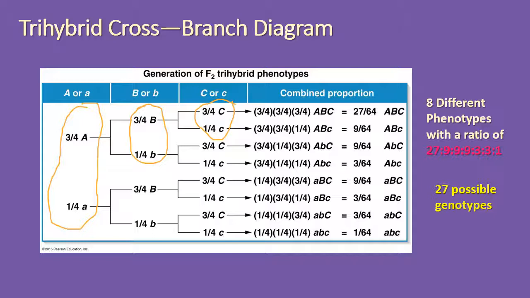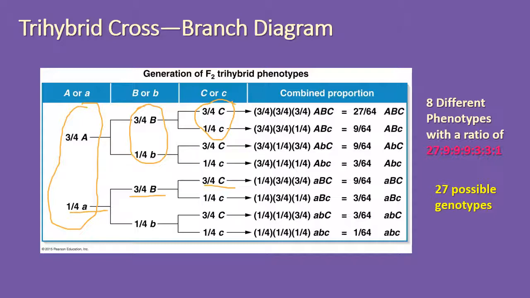So here you've got 3 times 3 times 3, which gives us 27. 3 times 3 times 1 gives us 9. Then 3 times 1 times 3 gives us 9. Then 3 times 1 times 1 gives us 3, like that. So you just keep multiplying across. 1 times 3 times 3 gives us 9, and you end up with a 27 to 9 to 9 to 9 to 3 to 3 to 1 ratio. So you have 8 different phenotypes, and 27 different genotypes.